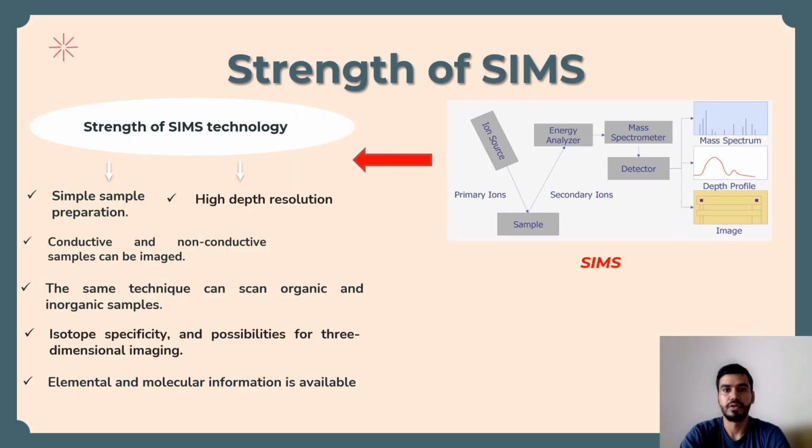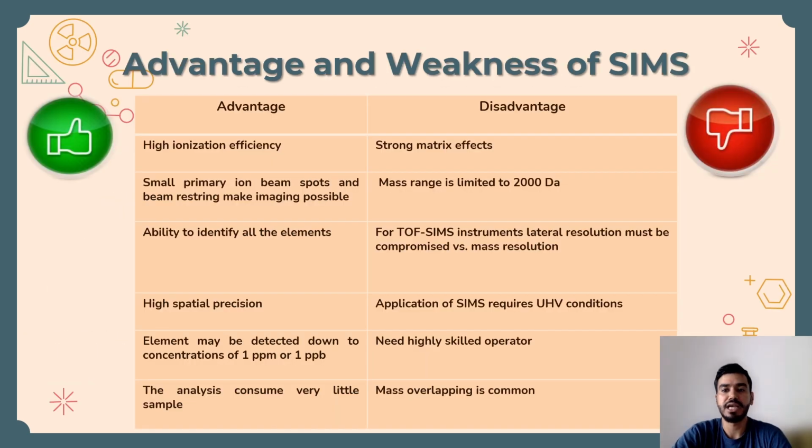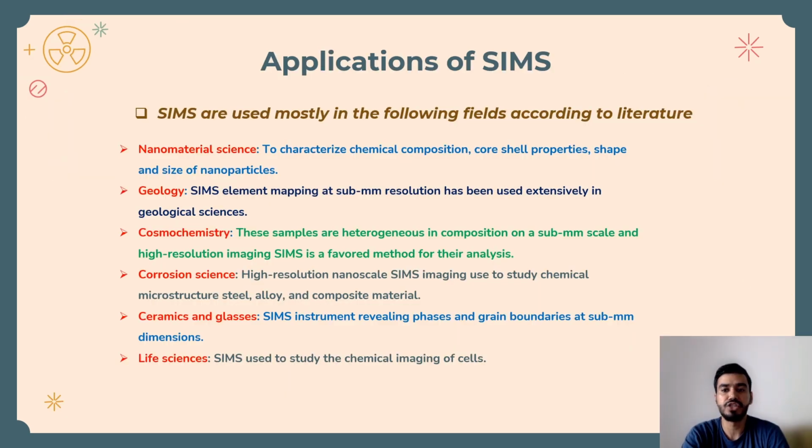Hello everyone, as you can see here, there are several strengths of using SIMS, the most important being simple sample preparation and high depth resolution. As you can see, SIMS has many advantages and disadvantages. The most important advantage is probably that SIMS can identify all elements. However, the most important disadvantage is strong matrix interferences. There are many applications using the SIMS instrument as stated in this slide. The most important are in nanomaterial science and corrosion science.